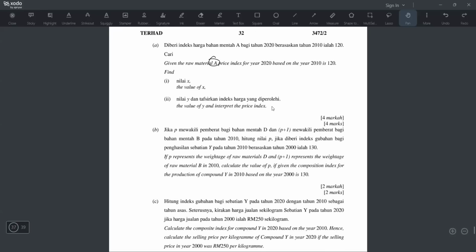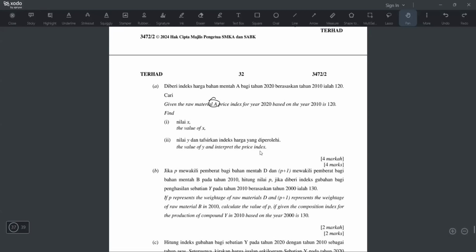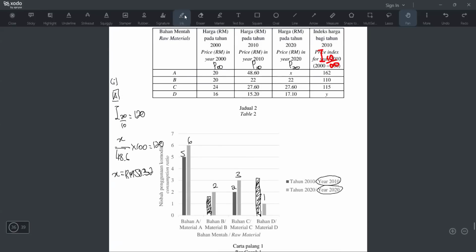Let's do the second question. Find the value of Y and interpret the price index. Okay, interpret means you write whether the price went up or down and by how many percent. So find Y first. And Y is a price index. Yeah, it's the price index for 2010 over 2000. Okay, so second question, where should I do it? I think I'll do it here. Okay, so find Y, right?